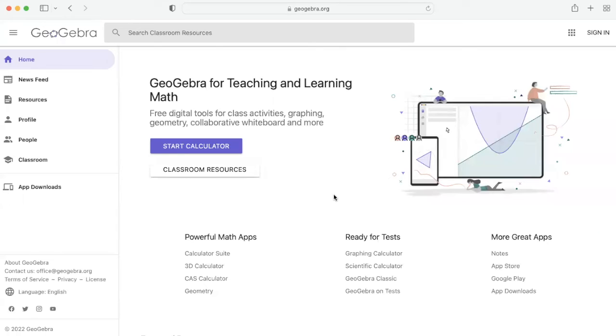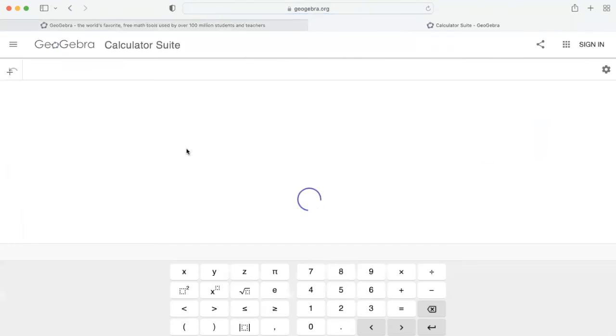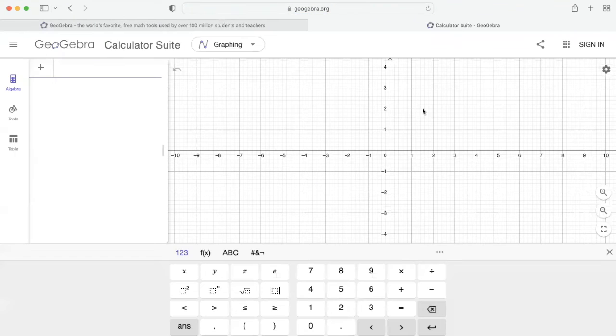So here is the free GeoGebra software. It's just geogebra.org. And if you're teaching or if you're a student or if you just like playing with numbers and shapes, this is wonderful. And I'm going to click on Start Calculator. And it loads like a graph paper for me.